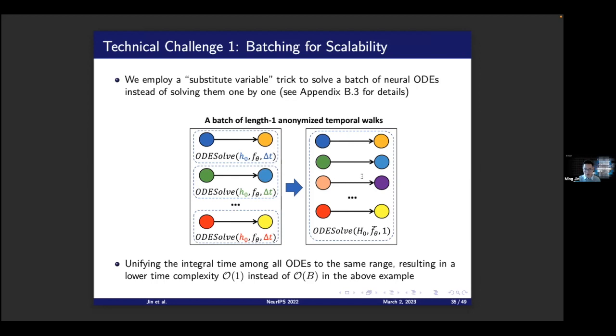So in that case, we decrease the time complexity of the motif encodings from, in this example, of course, O(B) to O(1). But for the details, due to time reasons, I may not be able to elaborate too many technical details, but you can refer to Appendix B.3 for more details.